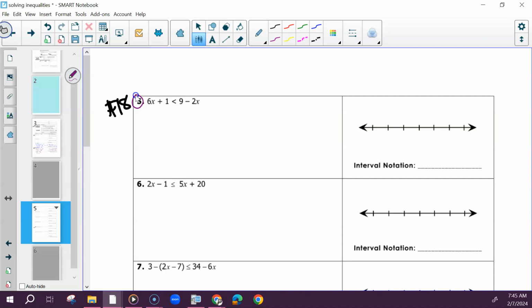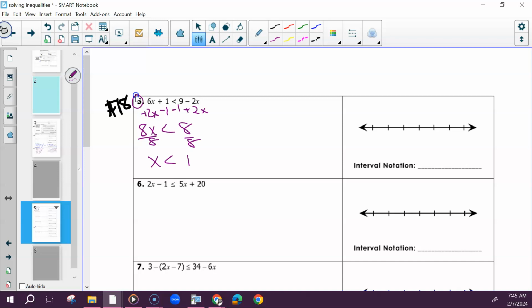So we can pick and choose what we want to move to the other side. What do we want to move here? Plus 1. The x was on 2, okay. So if we move 2x to the other side, we're going to move 1 back. So we get 8x is less than 8. Divide both sides by 8. So x is less than 1.